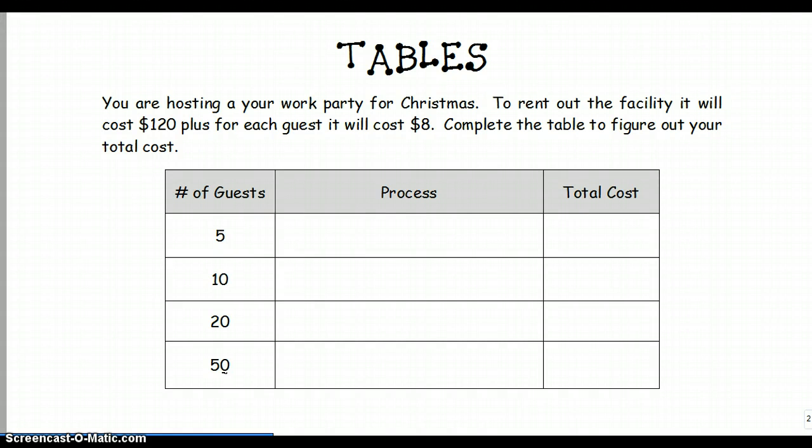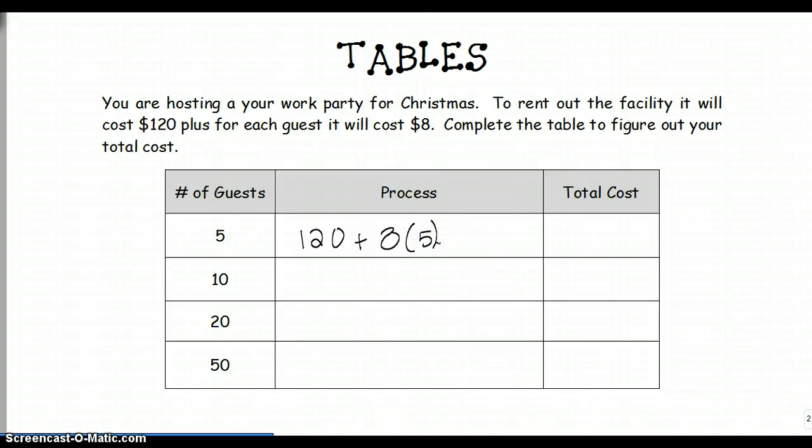You rent the facility. It will cost $120 plus, for each guest, it will cost $8. Complete the table to figure out your total cost. Now remember, you have that one-time fee of renting the facility for $120, plus every guest beyond that is going to cost you $8. So in the first instance, you have 5.